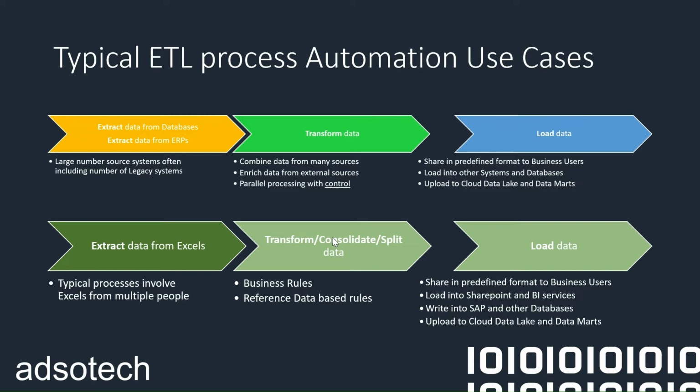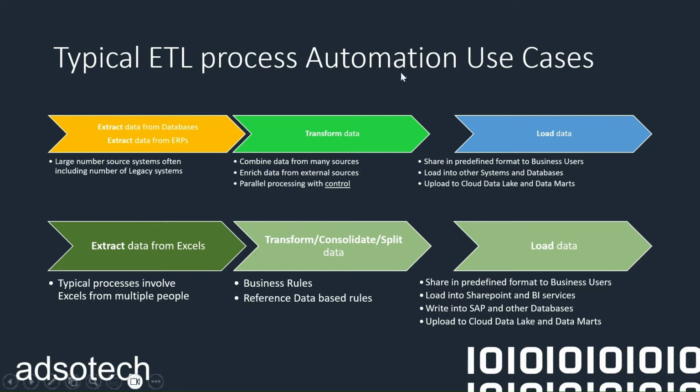We can also split the data and create transformation lines that run in parallel. It's a very powerful feature. For example, in Excel, this is very hard to do. Then we load the data in a predefined format. We pass it to business users. We can load it into other systems and databases, also the cloud data lake and data marts.